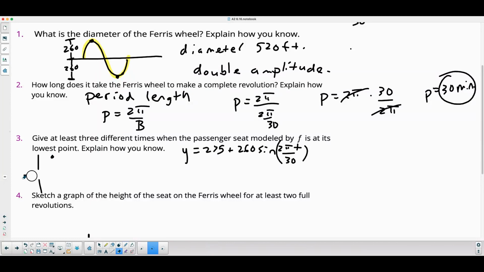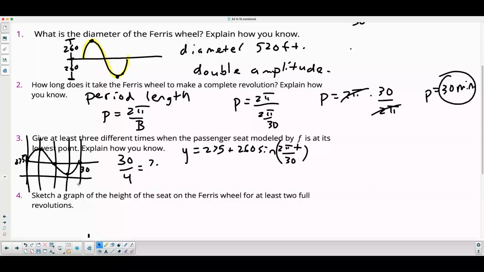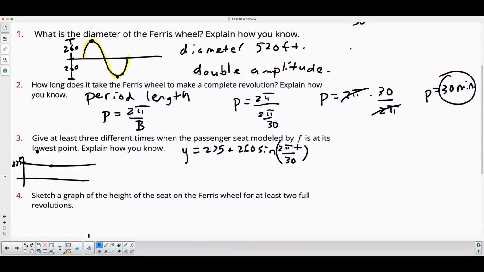Well, actually, hold on. My midline's way up here at 275. So we're going to start right here, and then we're going to go up another 260, back to the middle, down 260 to the bottom, and then finish. And this all ends in 30 seconds. So if I cut this into quarters, slicing my graph into 4 sections, 30 divided by 4 would be 7.5 seconds. So it would basically take me 7.5 seconds to get to the top and bottom.